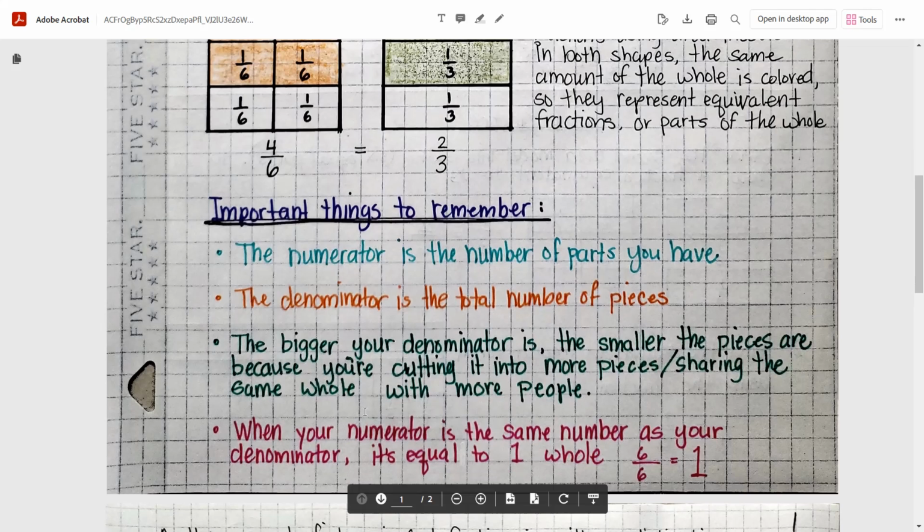Now, when your numerator is the same number as your denominator, that means you have one whole. It's equal to one whole. So if you have 6/6, that means you have all of the parts of your cake, or you have the whole cake. This is true for any number: 3/3, 100 hundredths, 50 fiftieths, 10 tenths, whatever it is. If your numerator and your denominator are the same number, it equals one whole.